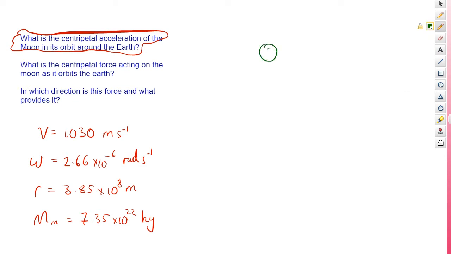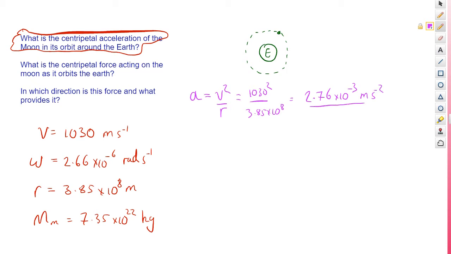If there's the Earth and the moon orbiting around, we can use either a equals v squared over r, or a equals omega squared r. Let's use a equals v squared over r. Plugging that in, we get 1030 squared over 3.85 times 10 to the 8, which gives a centripetal acceleration of 2.76 times 10 to the minus 3 meters per second squared. Simple as that.